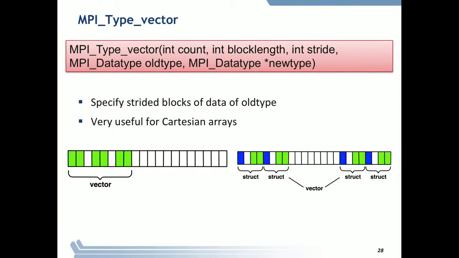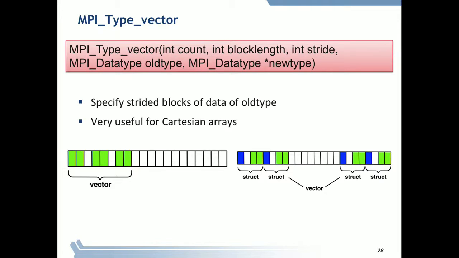So this is the second of the data type creator functions, and this is used quite often. Suppose you have some regular strided data, like the column of an array that is in row major order. That is nicely strided data with a uniform stride. The stride is the size of each row. You can describe that by using a vector type, and it allows you to have not just a stride, but blocks of data that are separated by a stride.